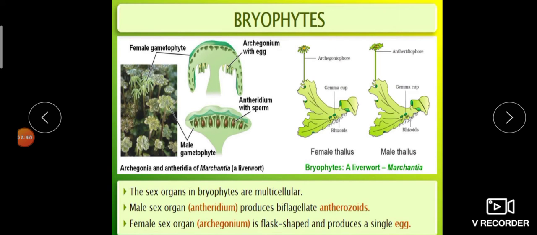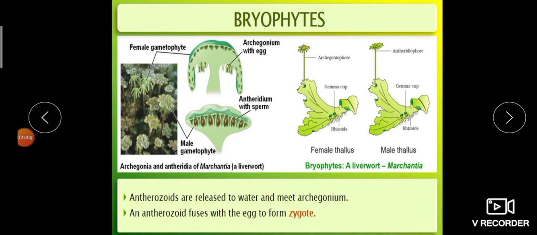So this is the structure of a bryophyte, that is Marchantia, and it is a liverwort. We will study what is liverwort. Then the antherozoids are released into the water and meet the archegonium, and the antherozoids fuse with the egg to form the zygote.